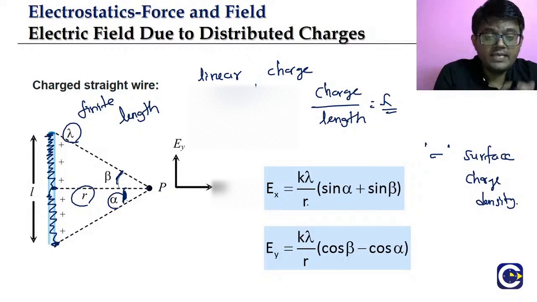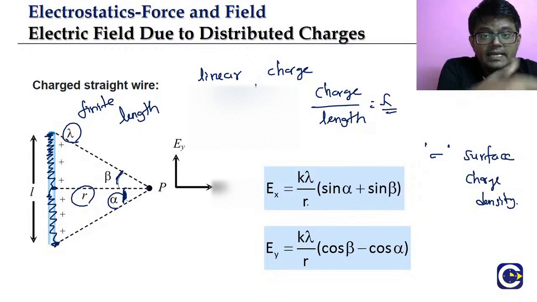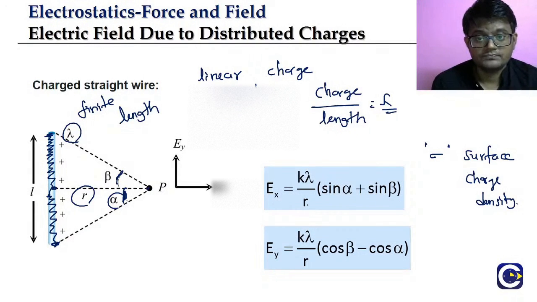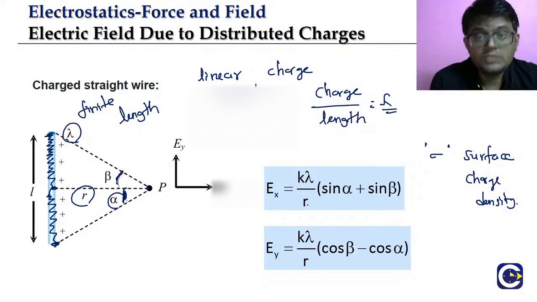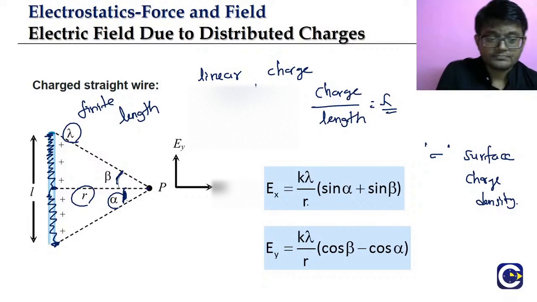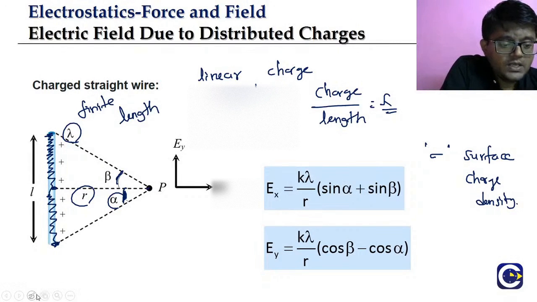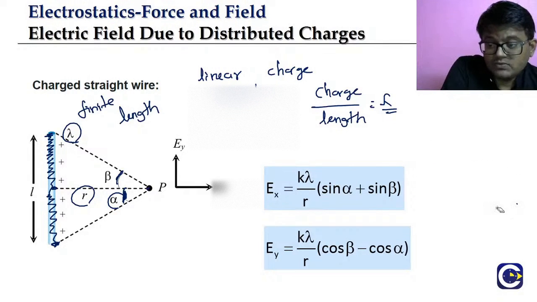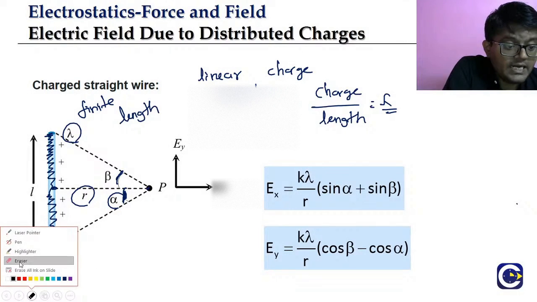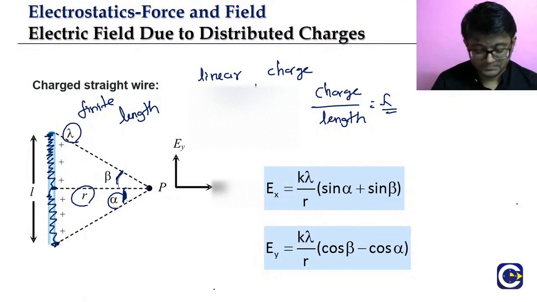அப்படி இல்லாம if you have like a 3D shape, then charge will be in the entire bulk or the volume. அங்க we will use the concept of the volume charge density or the bulk charge density, which is charge by volume. okay va? So here wire is like a 1D shape dana, so we are using the linear charge density.